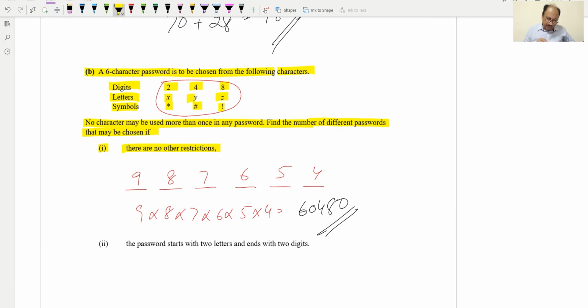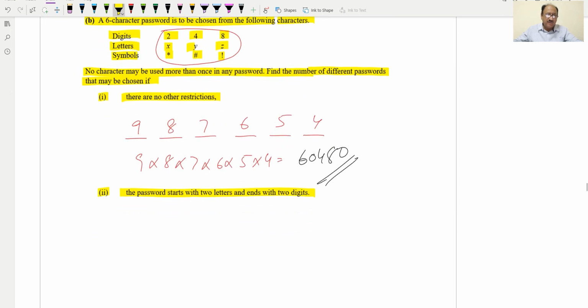And the second part says the password starts with 2 letters and ends with 2 digits. So it starts with 2 letters, and the letters are X and Y. So there are 3 letters. So options we can take are 6 places, and for these 6 places we are having 3 letters for the start with 2 letters.